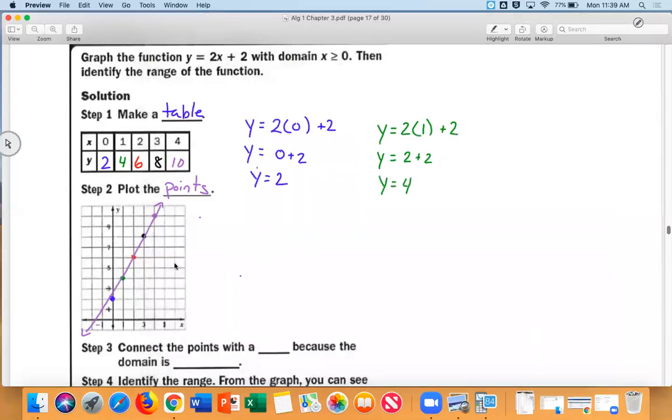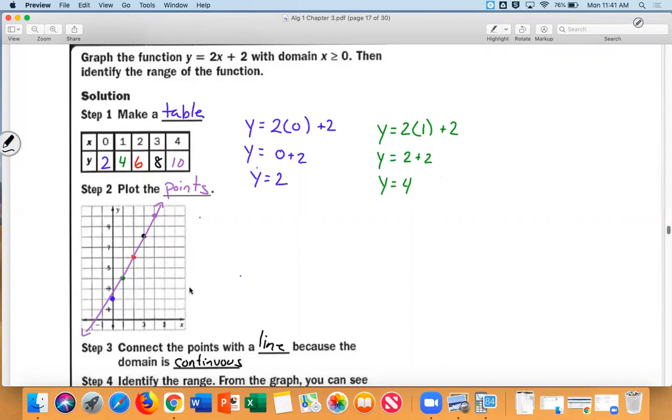Now it says, connect the points with a line. We did that, because the domain is continuous. Identify the range of the graph. The range is what values? Do you guys remember? Was it X or Y? X or Y? Y.